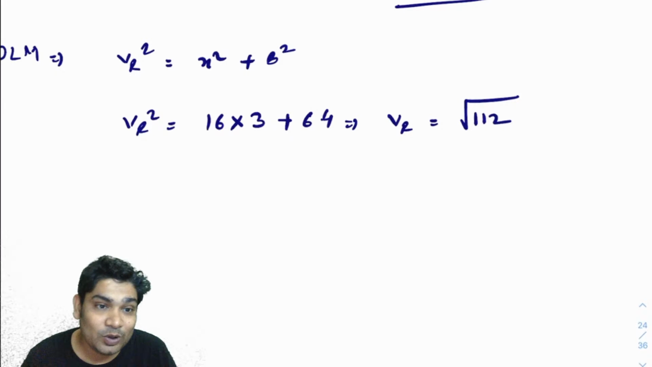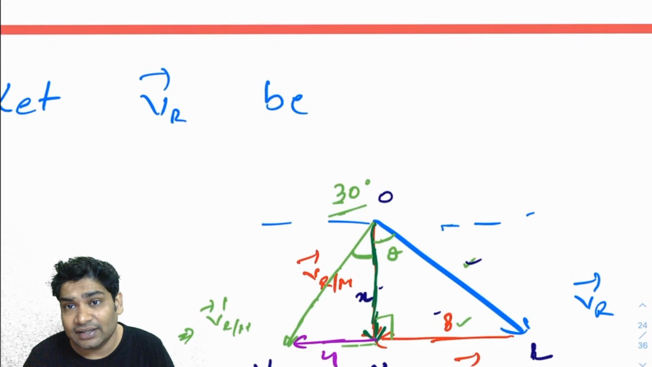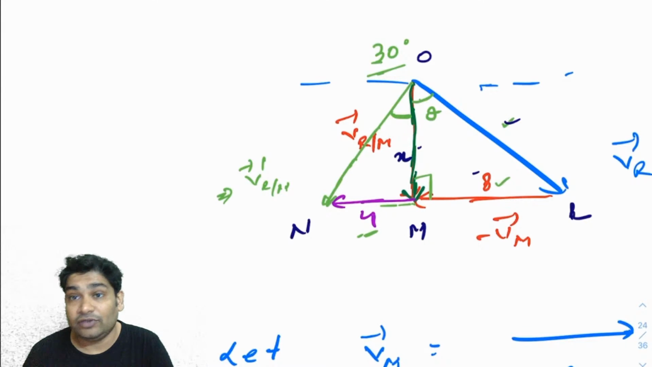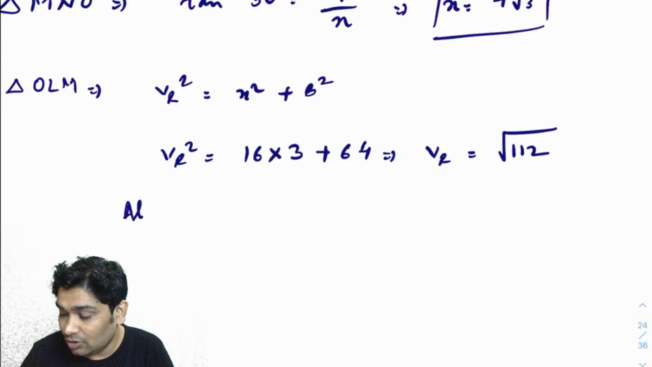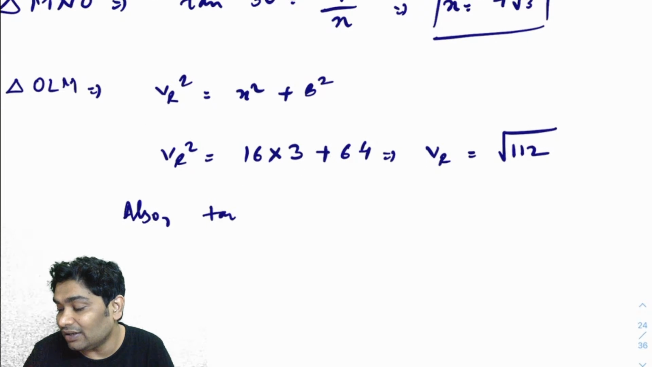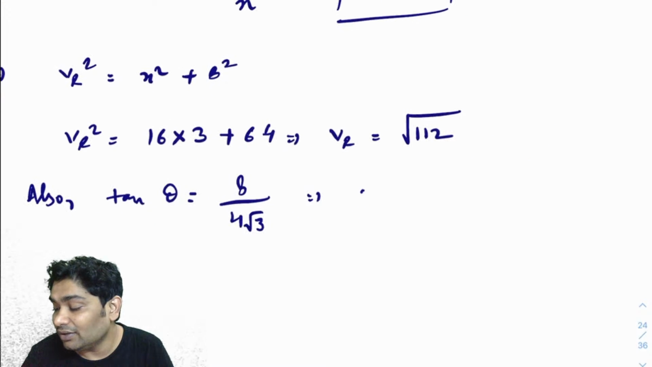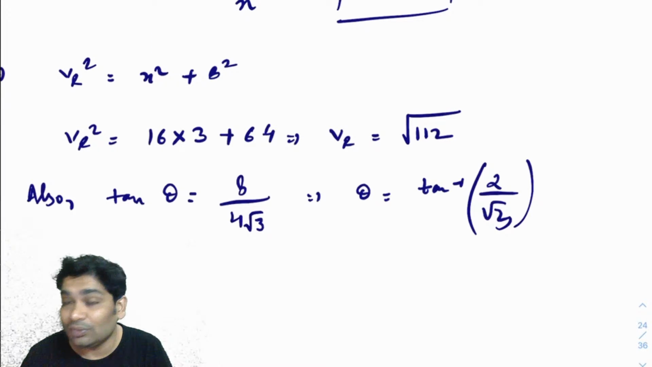And now obviously the angle is very easy to find. The theta. You know what is tan of theta. Also from this triangle you can see tan theta would be 8 over 4 root 3. So theta would be tan inverse 2 over root 3. That is how you get both the answers.